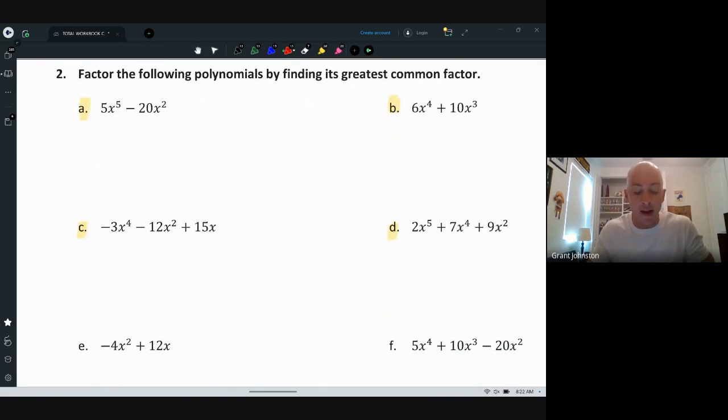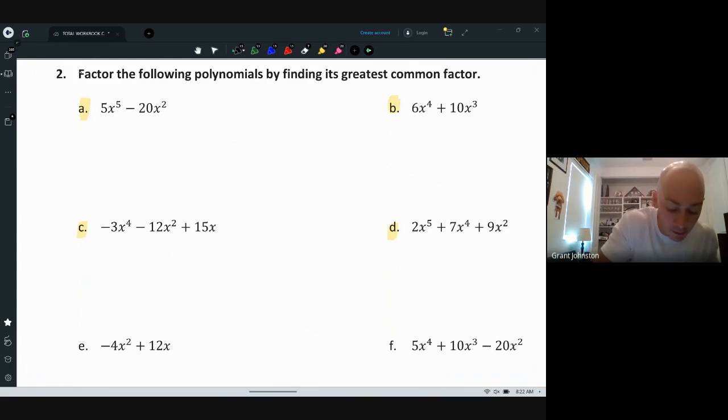So number 2, factor the following polynomials by finding its greatest common factor. Okay. So first, when we're working with this expression, I'm going to do A here, let's look at the numbers. So we have 5 and 20. So the first thing is, what is the greatest common factor of 5 and 20? Well, the only factors of 5 are 5 and 1. The factors of 20 are 1, 2 times 10, so 2 and 10 are factors, 4 times 5 are factors. So the greatest common factor would be 5.